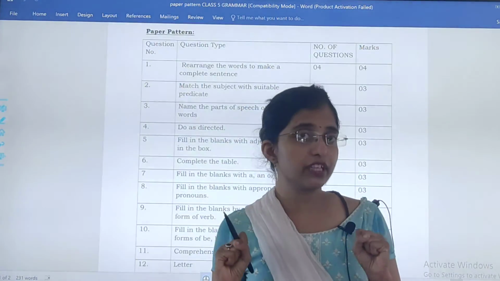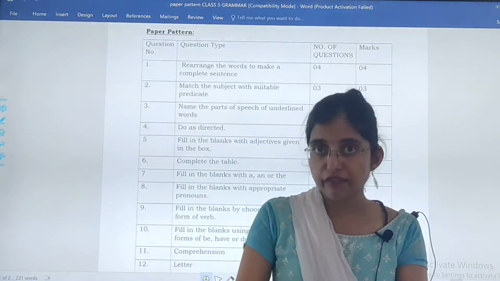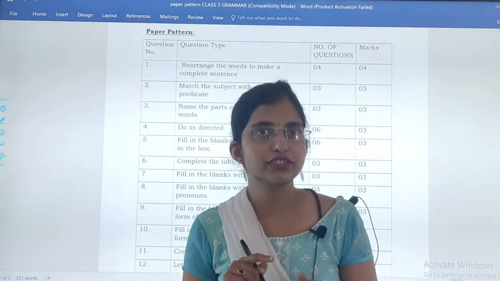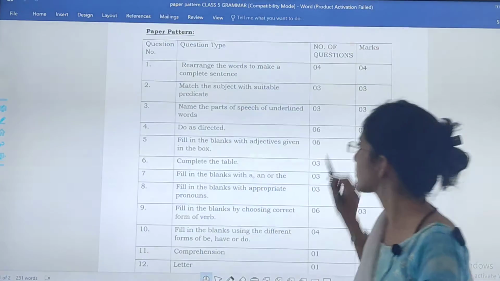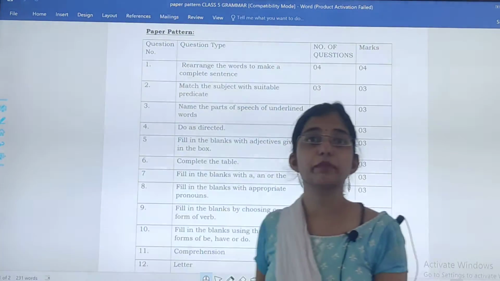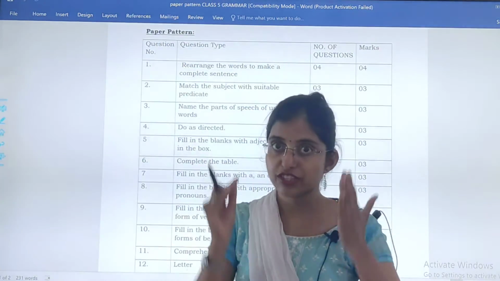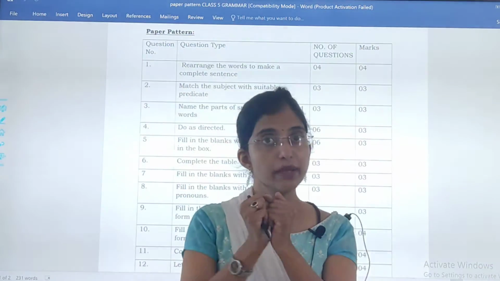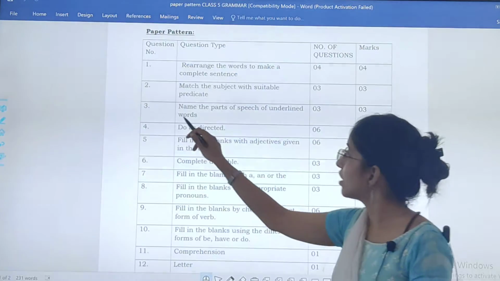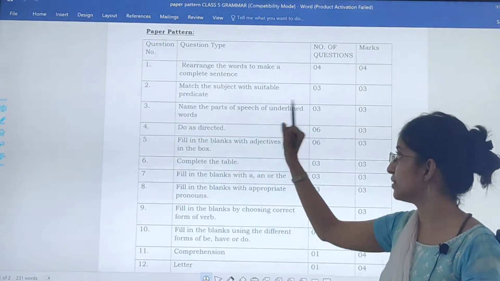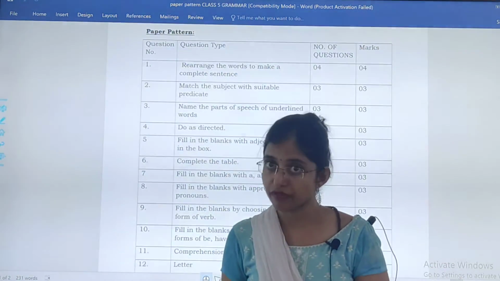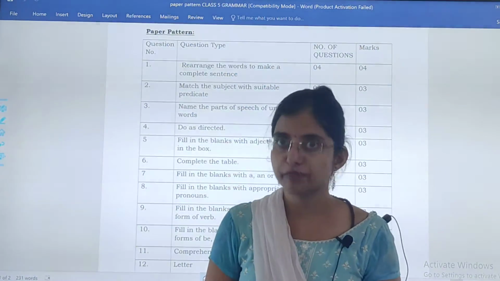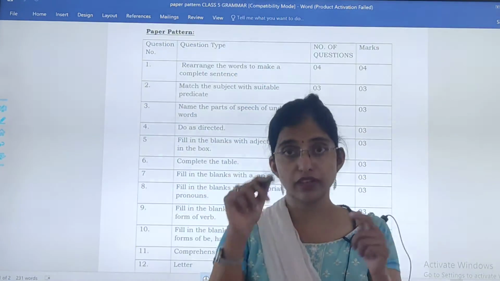Jumbled words will be given to you and you will have to make a complete sentence. This type of question was also there in your test. Second, match the subject with suitable predicate. Match the following. Subject and predicate will be given and you will have to match them. Third, name the parts of speech of underlined words. You will have to name the parts of speech of the underlined words.